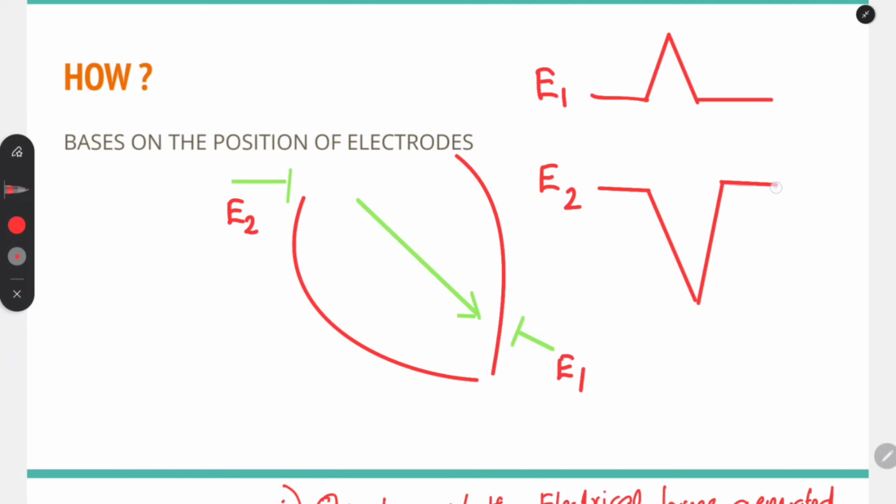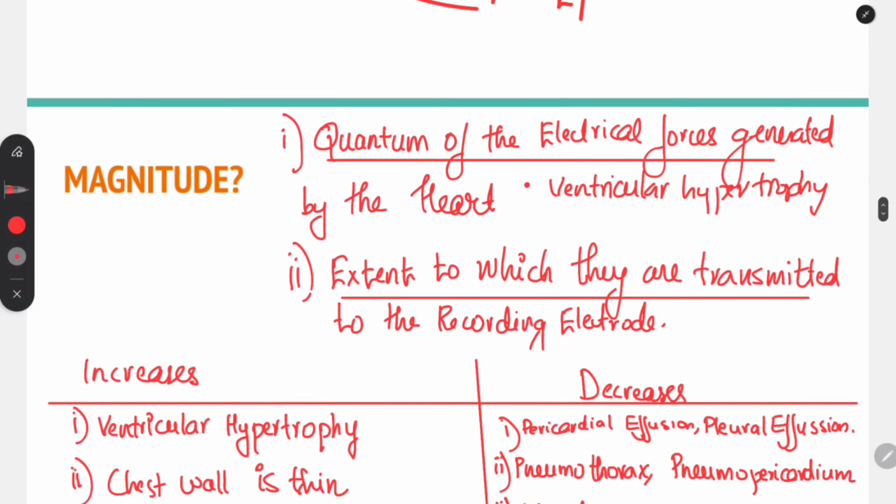But how does this really work? It means that if the vector is traveling towards an electrode, the corresponding electrode is going to give you a positive deflection. And if the vector is traveling away from an electrode, the corresponding electrode is going to give you a negative deflection. That's it.